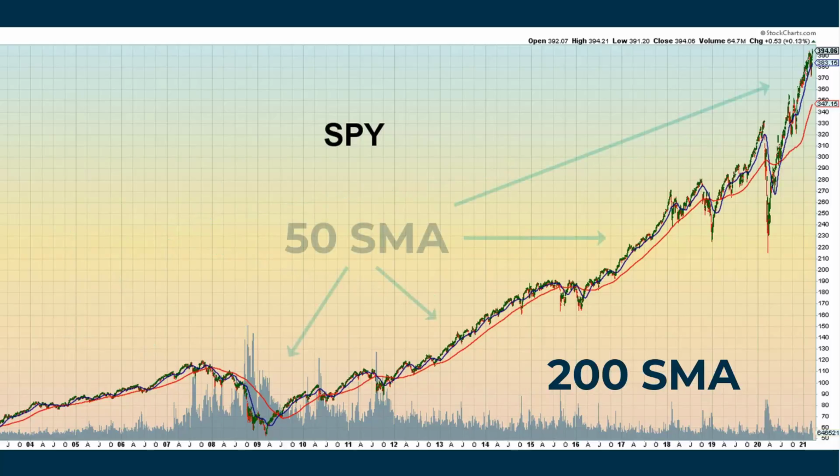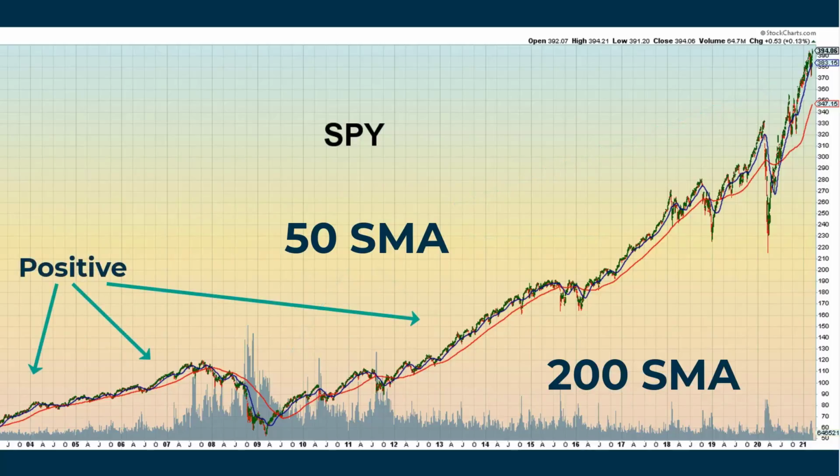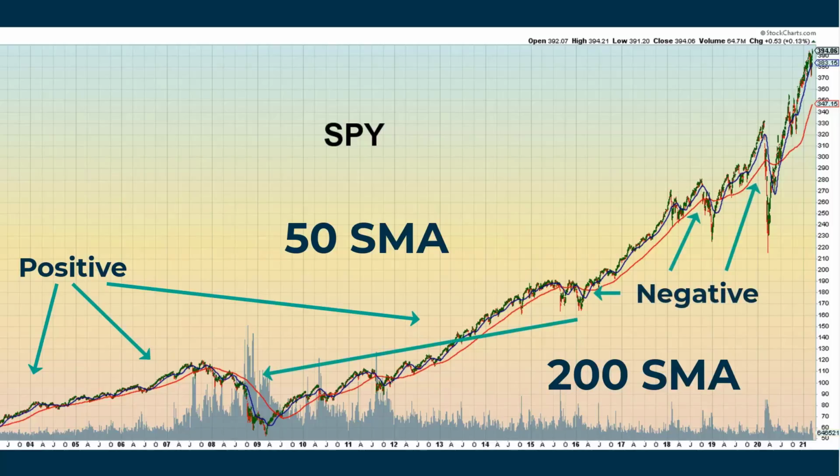We can also apply the 50-period moving average. That's the blue line that you see. When the blue line is above the red line, that's positive. When the blue line drops below the red line, that is negative. And that's the strategy right here, folks. That's pretty much all you need to do, is just watch for these lines to cross. As long as they don't cross, you don't do anything.